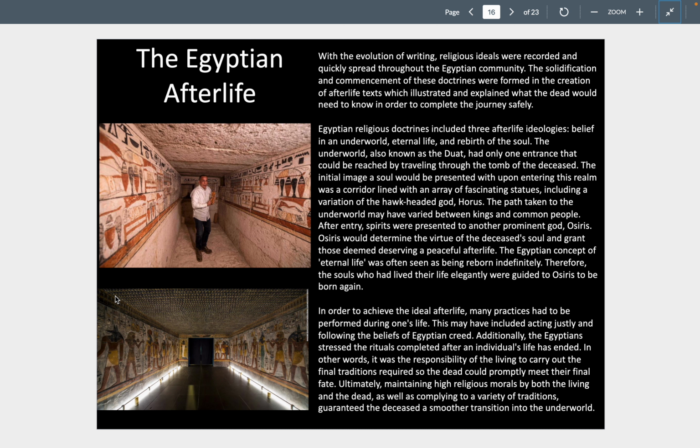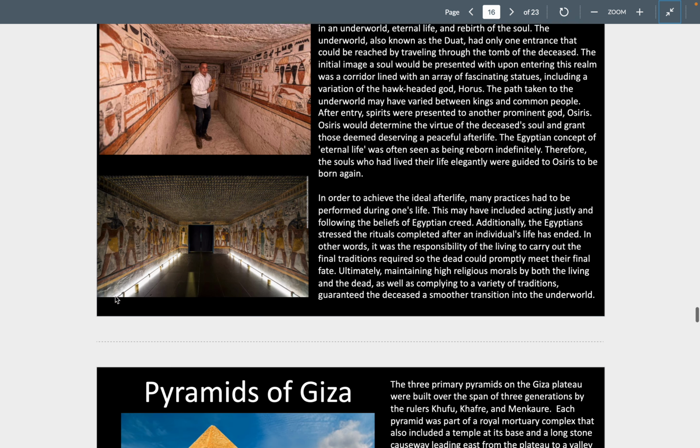There was a corridor lined with statues, including variations of Horus, and then they are taken into that deceased world for their eternal life. And again, this fully formed eternal life. And the tombs are really interesting in terms of the world that they are creating in this afterlife, in this underground.